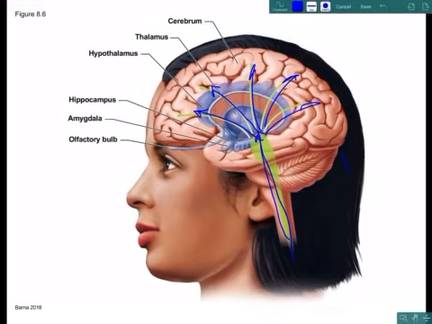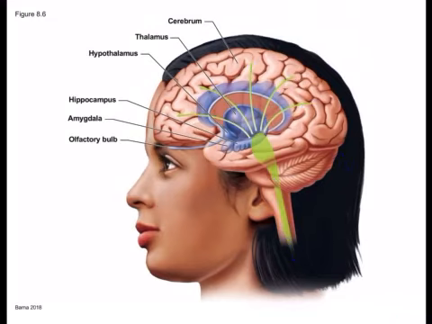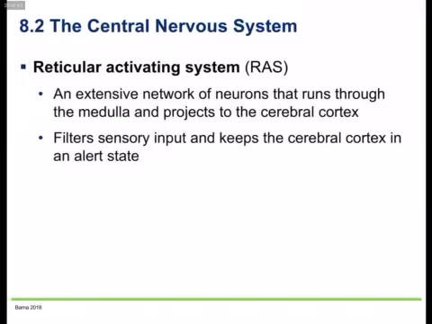So for example, if you wear a watch, your brain isn't always like, I'm wearing a watch, I'm wearing a watch, I'm wearing a watch. It can filter that out so you can focus on more important things. And that is called the reticular activating system.